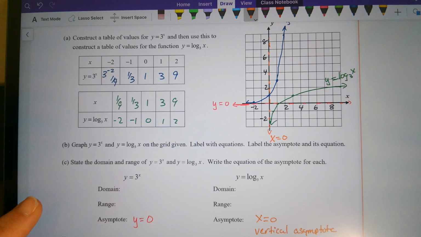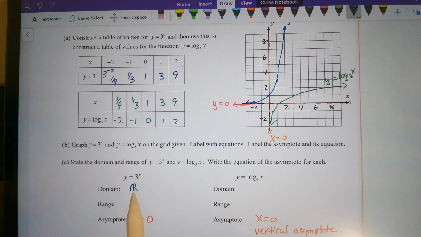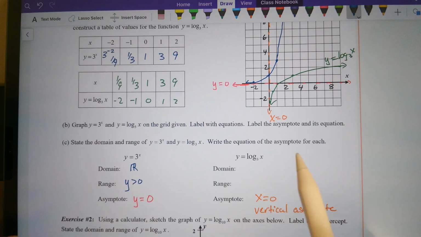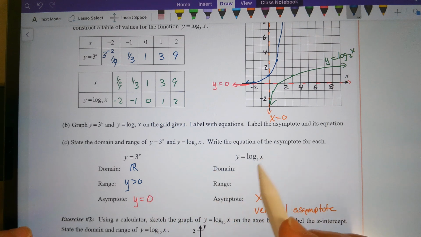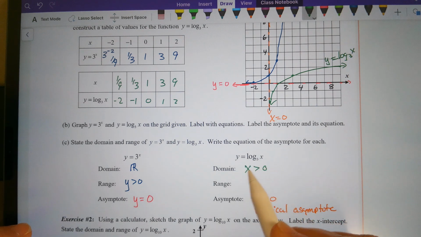Okay, so it's graphed. Now our domain for our exponential function is our x's are all real numbers. Our range, all our y values are greater than 0. For our log function, this is switched, right? The domain is all our x's are greater than 0. And our range is all real numbers.